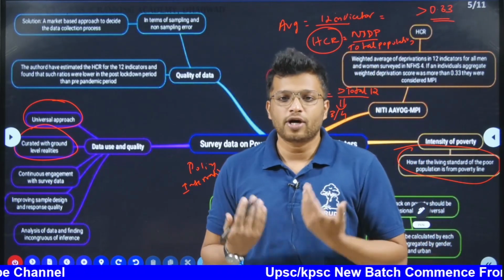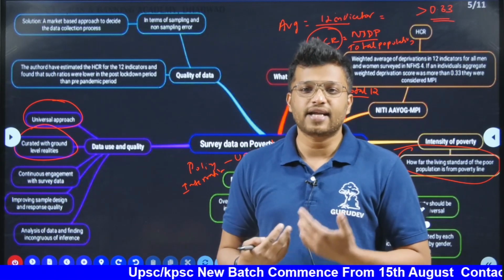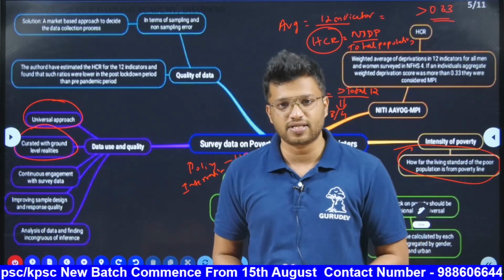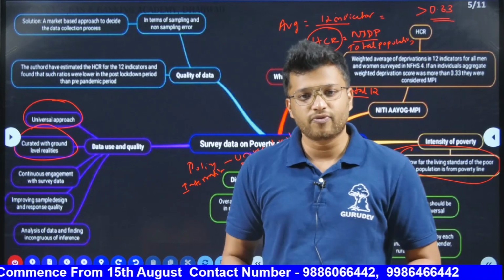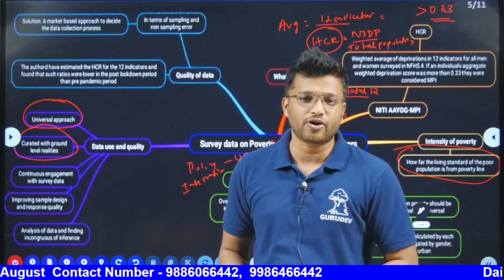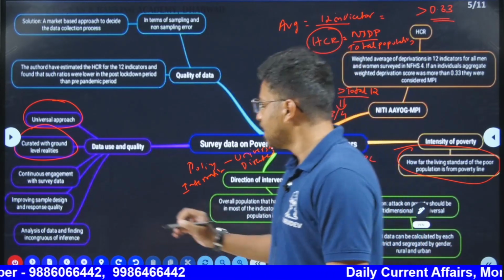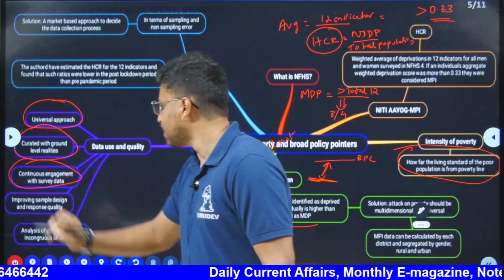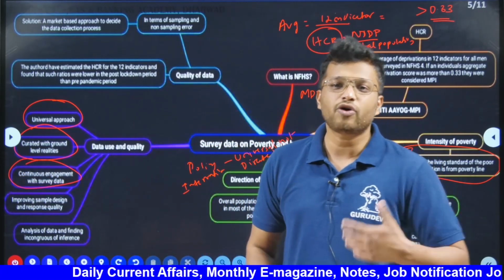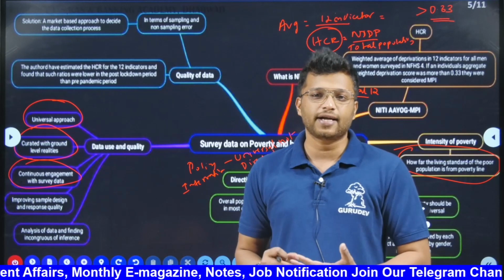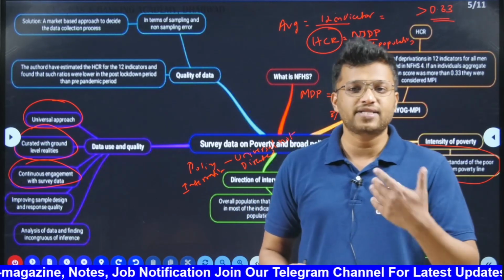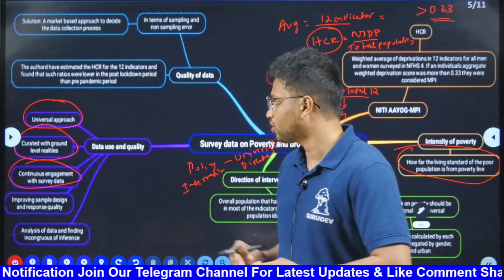But what is the problem is, India is a diversified nation. The needs are very much diversified. So one size does not fit all. The local needs have to be taken care of, is what the author is asking here. Next, he is talking about continuous engagement with the survey data, that is recall of the data. That is, once the data is collected, it has to be authenticated by visiting and collecting the data again, is what the author is arguing here.